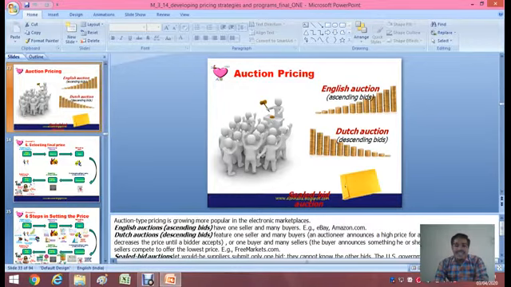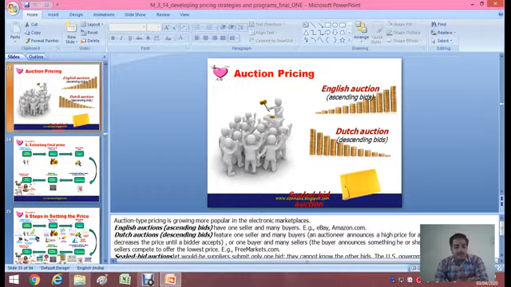Dutch auctions mean descending bids. It is generally considered as descending bids. It features one seller and many buyers, and the auctioneer announces a high price for a product and then slowly decreases the price until a bidder accepts. So here the buyers are many, but the seller is one.